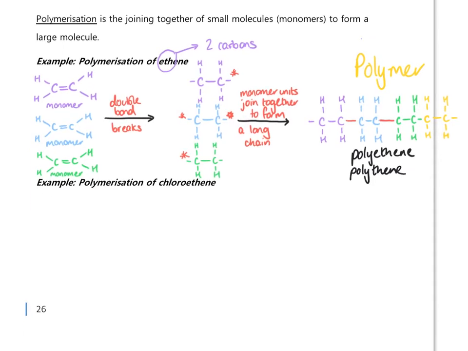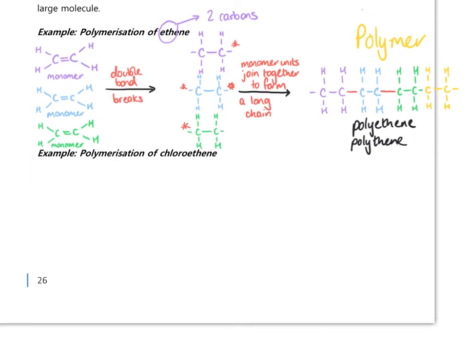So let's look at another example. This is the second example you need to be familiar with, and this is of chloroethene. Chloro, what do you think that means? Chloro literally means that there's a chlorine atom on the ethene molecule. So let me draw chloroethene for you.